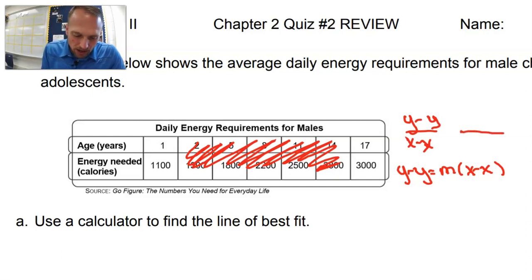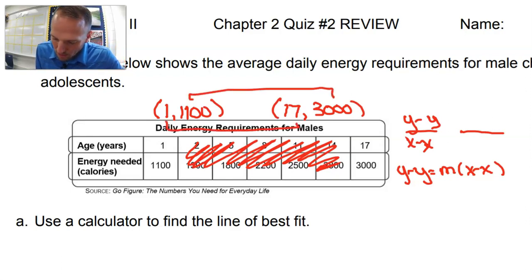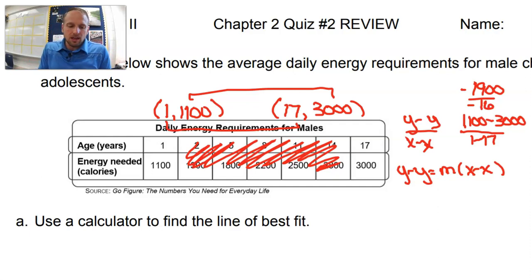So we need to use the y's first. And maybe what I'll do is I'll write this as an ordered pair: (1, 1,100) and (17, 3,000). Okay, so y's go on top, x's go on the bottom. So we're going to have 1,100 minus 3,000 on the top, and on the bottom, we're going to have 1 minus 17. Okay, now when we do this, I'm going to write it up above. This is going to be negative 1,900 over negative 16.